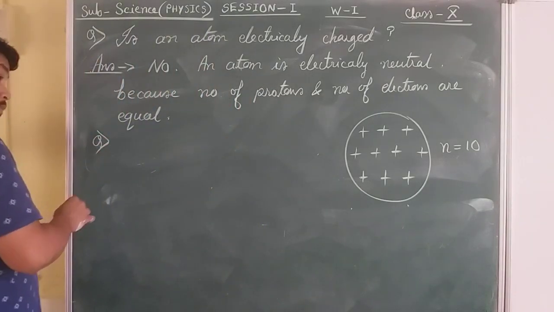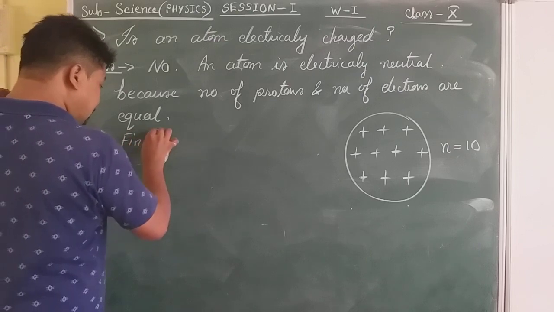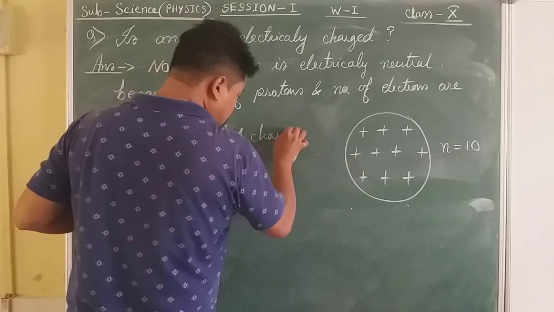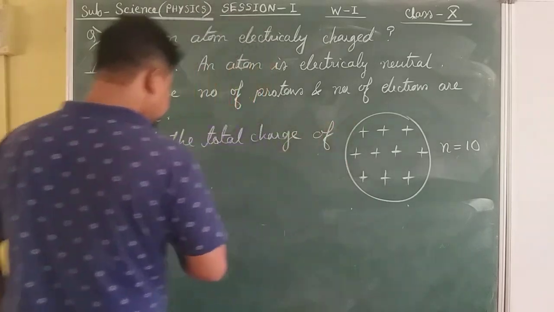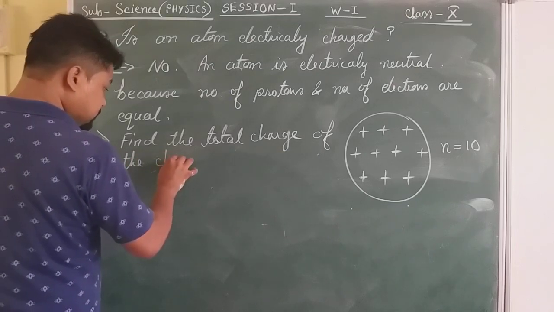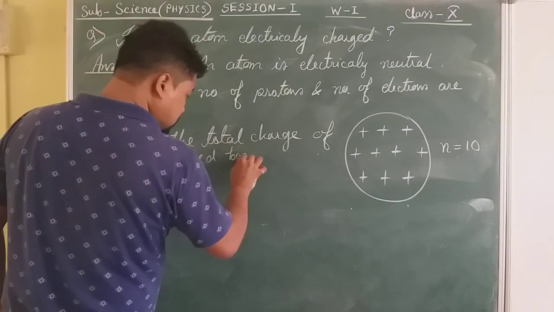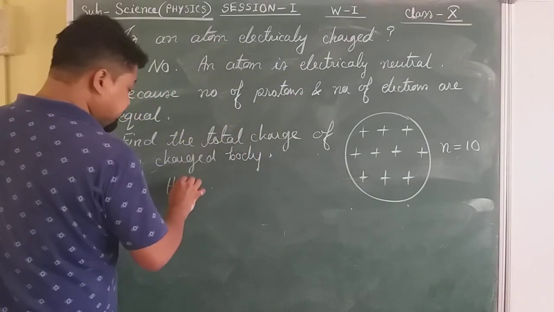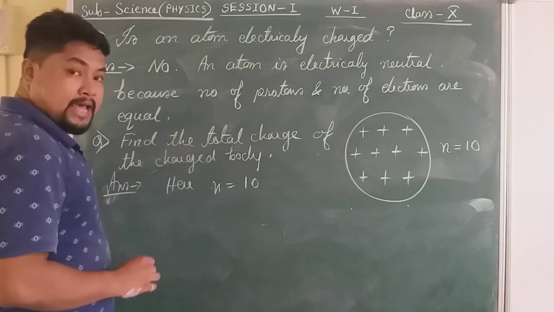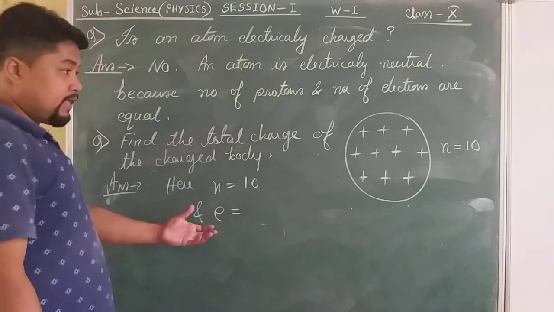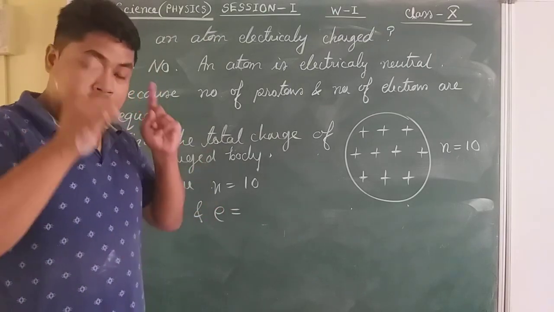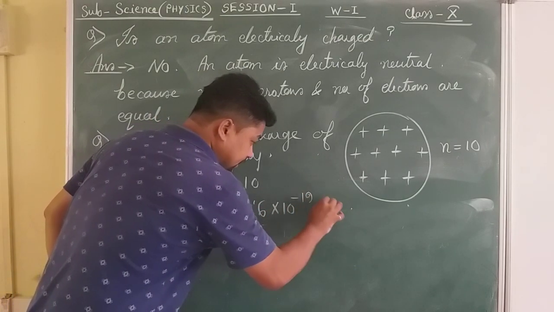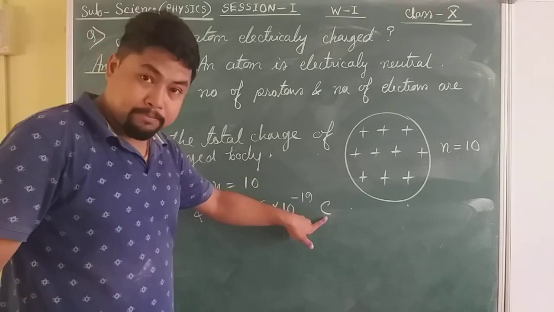Next question. Find the total charge of the charged body. Here, the number of charges n is equal to 10. And the charge of an electron, e, is what? e is the charge of an electron, and the charge of an electron is 1.6 into 10 to the power minus 19 coulomb. C stands for coulomb.